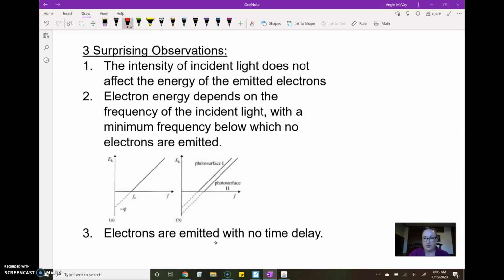They're free to go anywhere, and if you expose them to a potential difference, then they can travel from one place to another. But it takes time for those materials to heat up, and those electrons are emitted after a period of time. But here, it seems in this instance that the instant that the correct frequency of light hits that target material, electrons are emitted with no time delay. Right? This isn't a matter of the material heating up. It's something different that's going on.